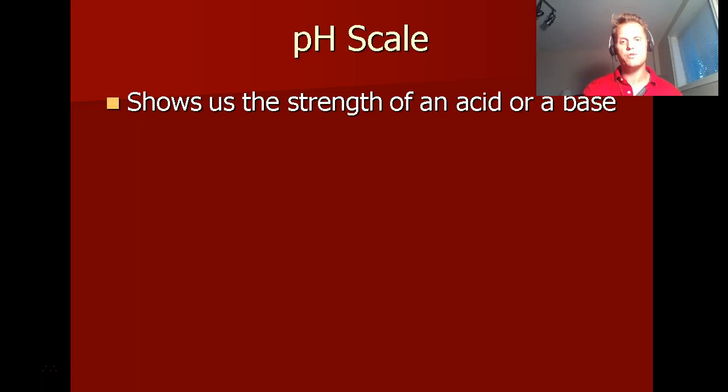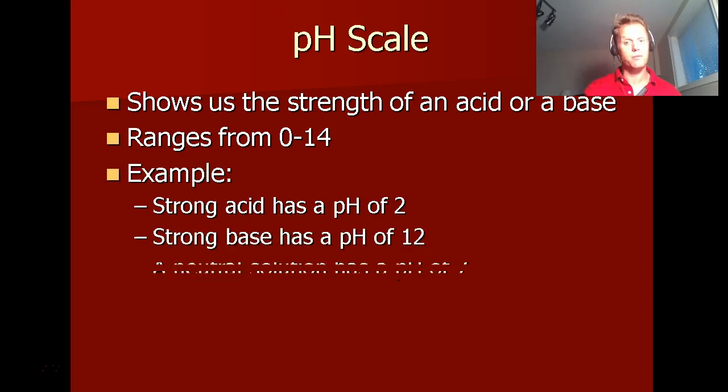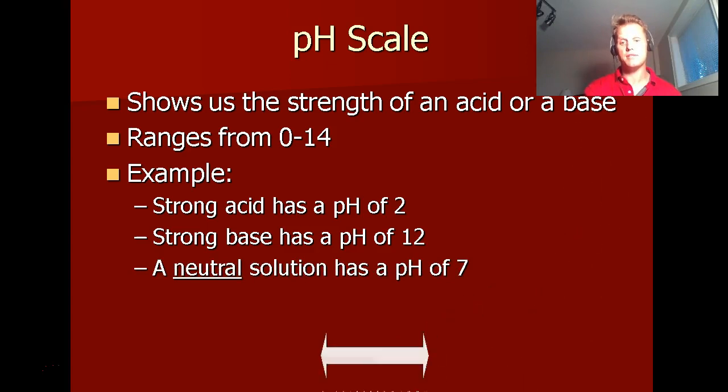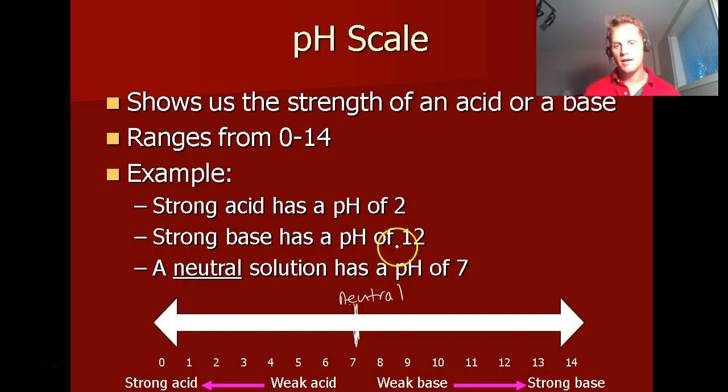So the pH scale shows the strength of an acid or a base, and the range of a pH scale is 0 to 14. So a strong acid has a pH of 2. A strong base has a pH of 12. A neutral substance has a pH of 7. When we look at the scale, it goes from 0 to 14. In the middle is 7 right there. That's neutral. And this is very acidic. And on the other end, you have something that's very, very basic. So you can say that you have lots of H+ here. And over here on the scale, you have lots of OH negative.